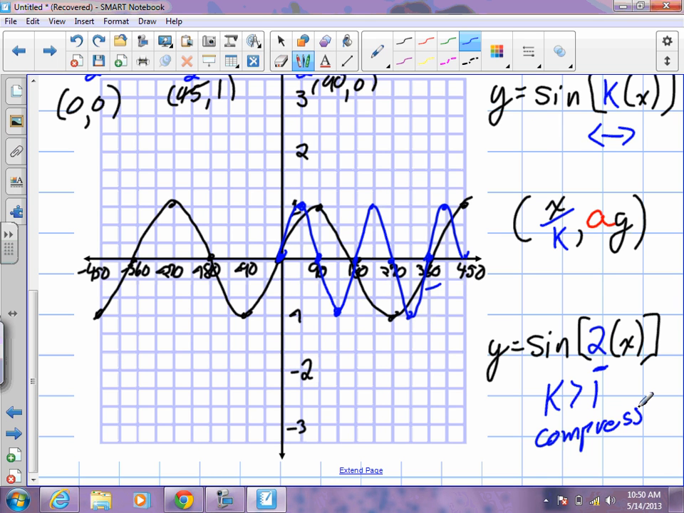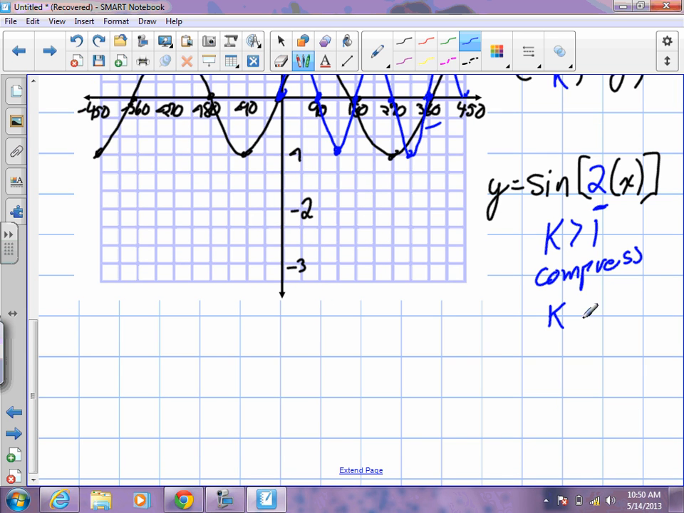What about when K is less than 1? So we have a value of something like sine, let's say, a third, times x. Put our x in here. Let's say we're multiplying times a factor of, I think 4 would be, actually, no, it won't fit on our graph. We'll go by a third.